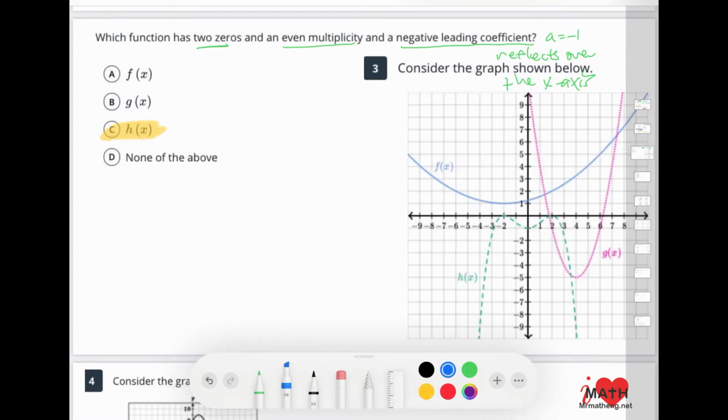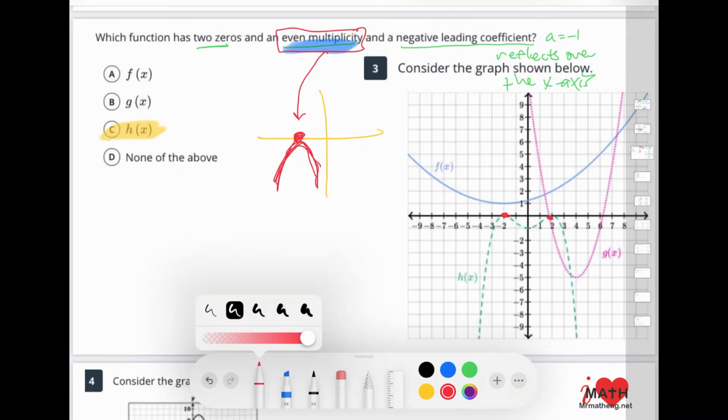But let's confirm that with the other clues. It has an even multiplicity. That basically means that at the x-axis there is a bounce. That's what even multiplicity means, right? There is a bounce to the graph, right? It bounces off, it kisses the x-axis and runs away. So we have that in here and here.